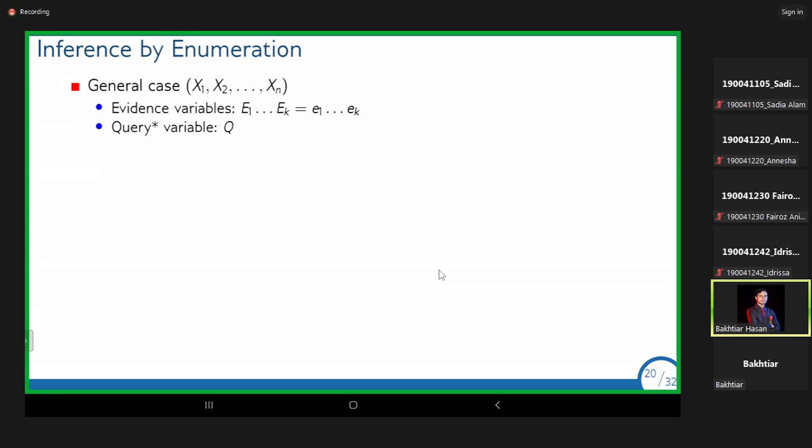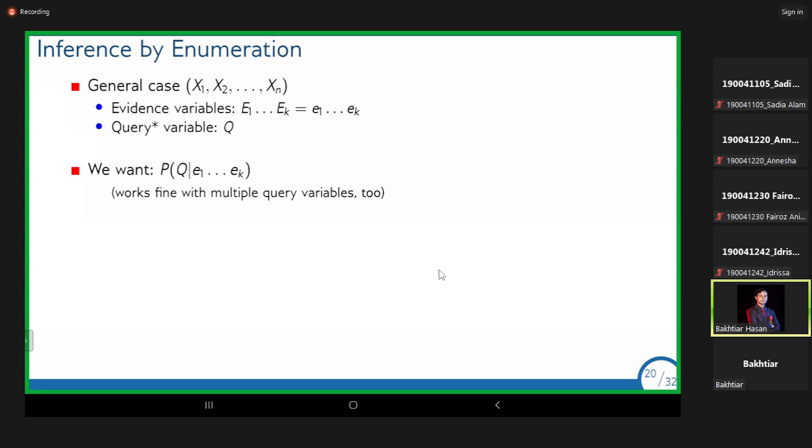Then we have the query variable. Sometimes there might be multiple variables, but often there is one, and that is the variable that we want to know. For example, given all this information about the weather, the temperature, and whatnot, do we need an umbrella whenever we are going out? Given all this information about the sensor readings, where are the ghosts? That is the query variable. So we want a distribution over the thing that we don't know given what we do. We want to compute the probability of the query given all the evidence that we have.